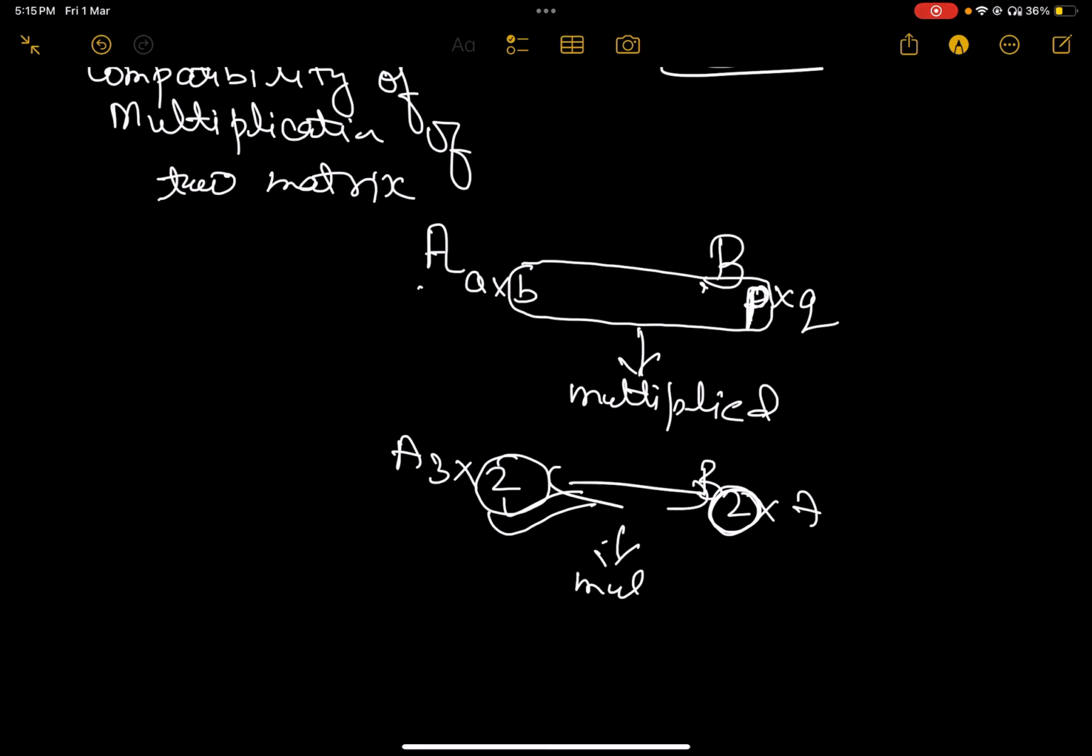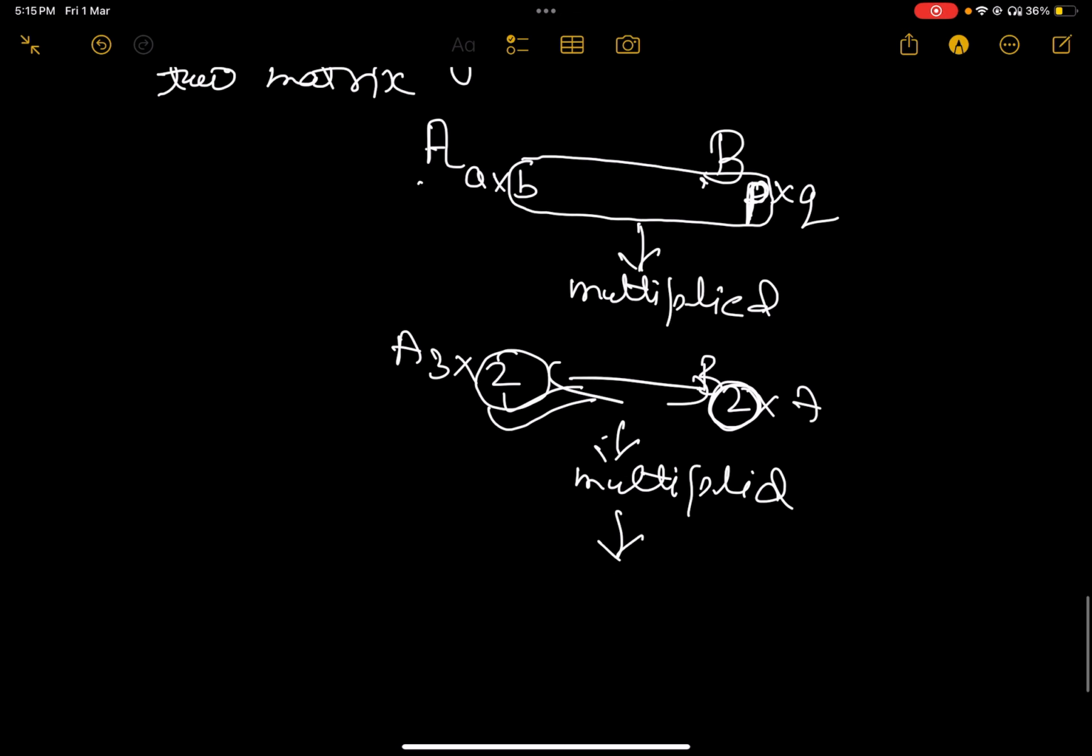And another fun fact, the answer that will come will be of the order of the remaining numbers. So the answer of A into B will be a 3 cross 7 matrix. Means AB will have 3 rows and 7 columns. Okay, this is very interesting.